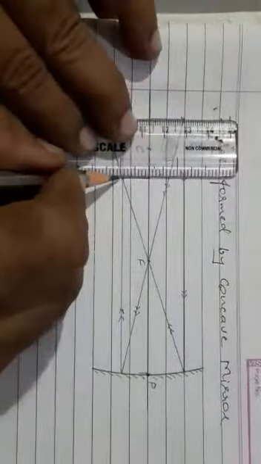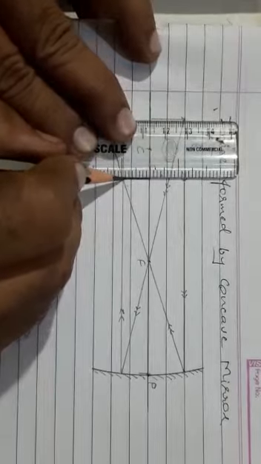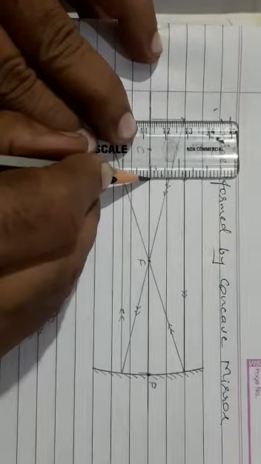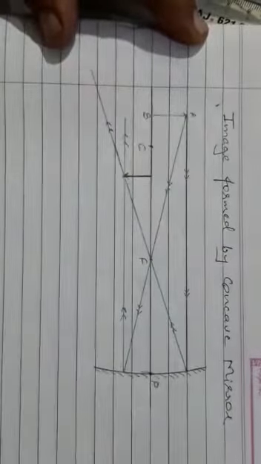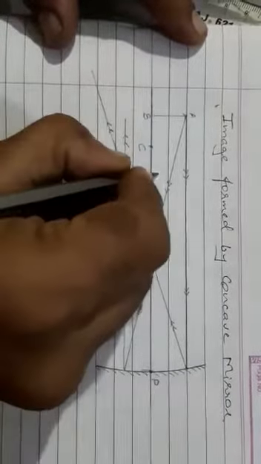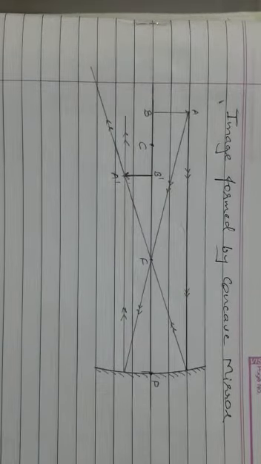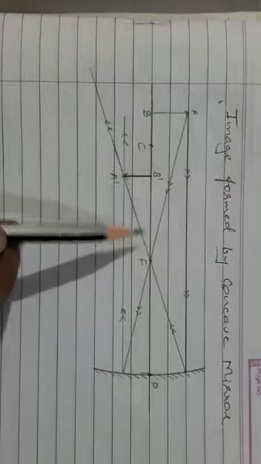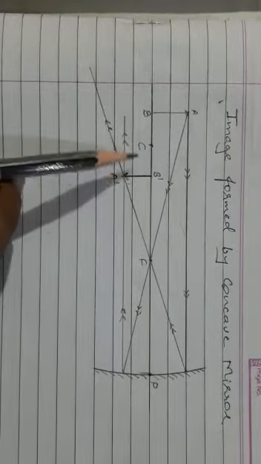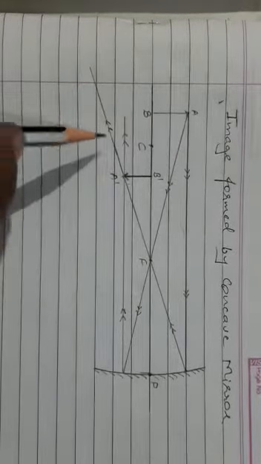So this is your A and B as an object. Here you get A dash and B dash as the image. So this is your object AB and image A dash B dash. You are getting it between F and C, the center of curvature. So you are keeping an object beyond C.